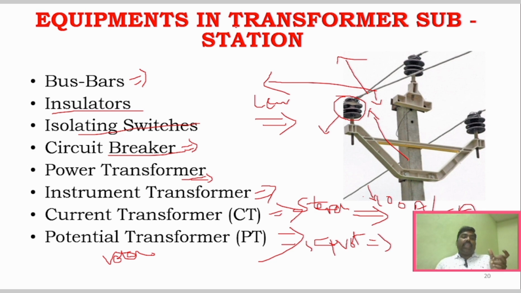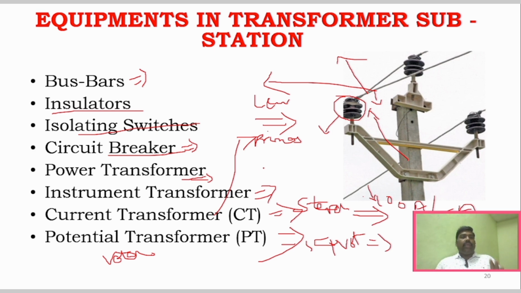But construction wise, the current transformer and the potential transformer are different. In a current transformer, the primary has only a few turns, whereas the secondary has more turns. In a potential transformer, the primary has more turns, whereas the secondary has fewer turns. And apart from these equipments, we also use some miscellaneous equipments like a voltmeter, ammeter, something like that, right?